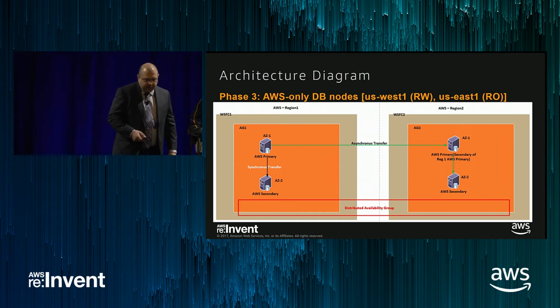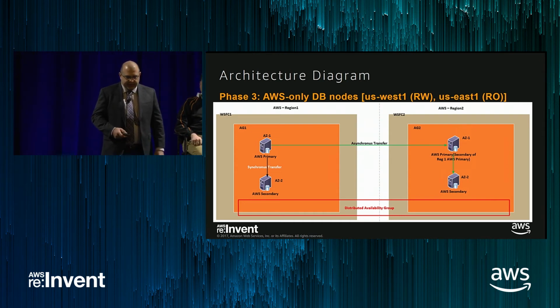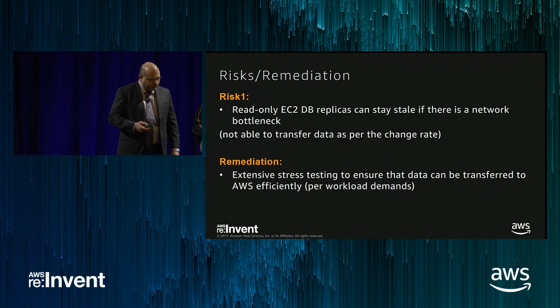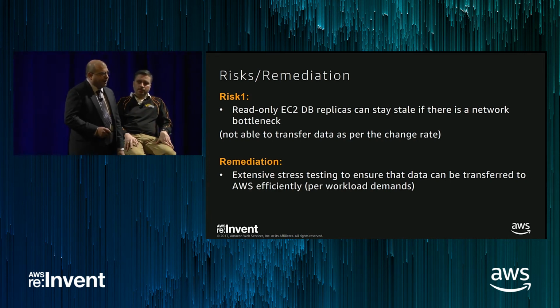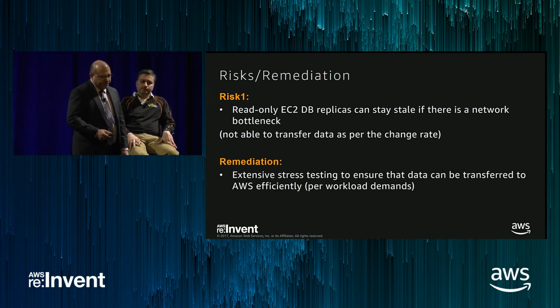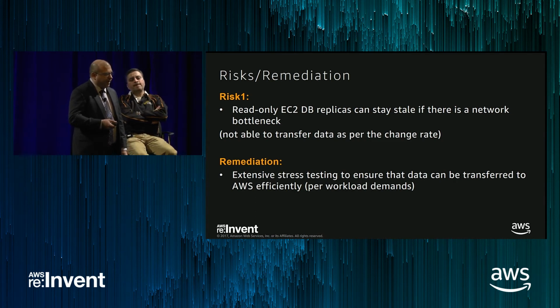So let's get into some of the risks and some of the challenges that we had. We'll talk risks and some mitigation. So risk 1, your secondary availability group needs to be up. If we have a network bottleneck and we can't apply what happens on the on-prem data center, we can cause problems not only for stale data in EC2, but you could have issues where the primary transaction log starts filling up.